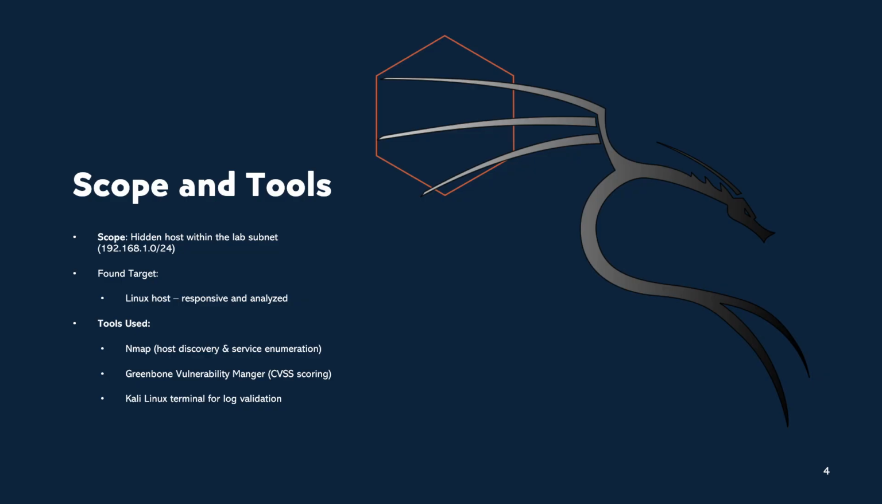To perform this assessment, I used Nmap for host discovery and service enumeration, and then I used Greenbone Vulnerability Manager for vulnerability scanning and scoring, and the Kali Linux terminal for validation and log capture. So that's where all the screenshots you'll see in this presentation are from, mostly from my Kali Linux and my Greenbone scan. All activities were non-intrusive and limited to a sandboxed lab network.